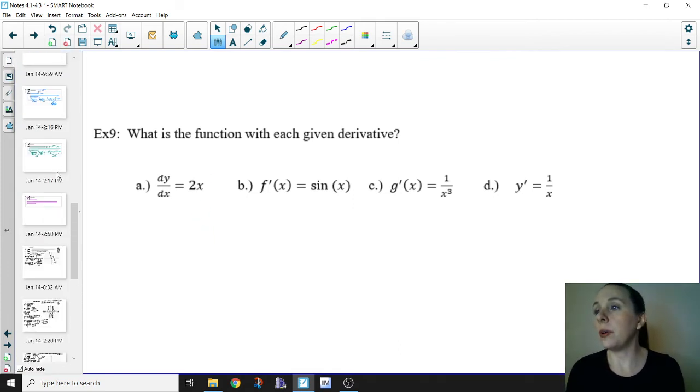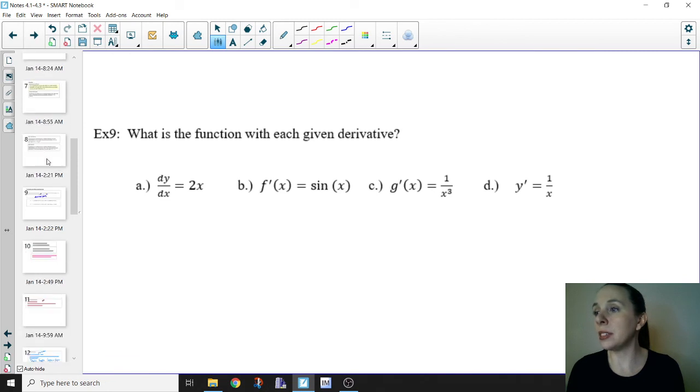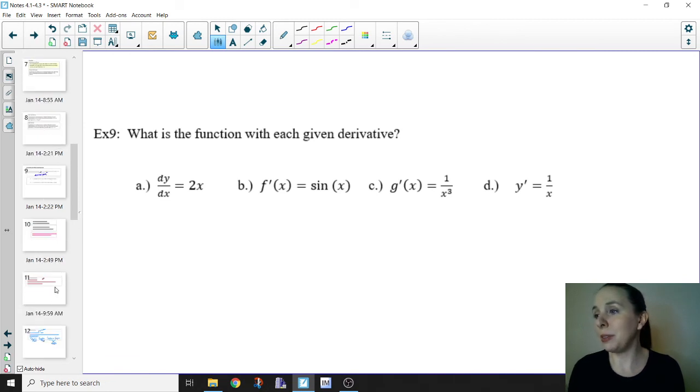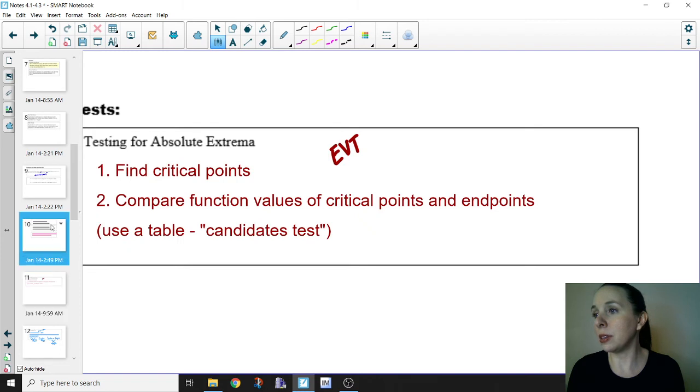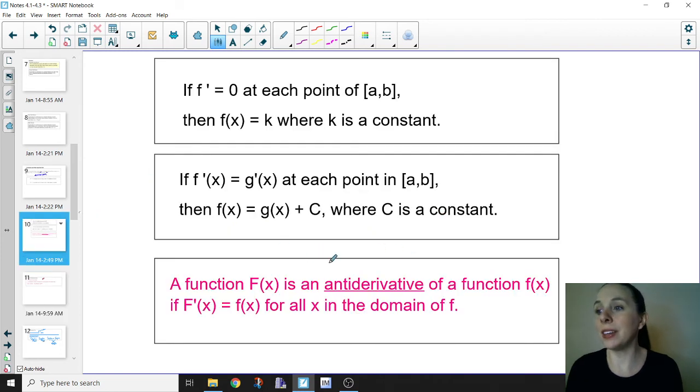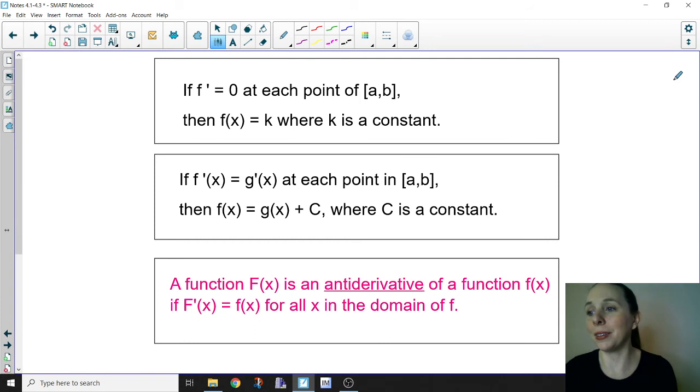Okay, so what this is referencing, and I'm trying to remember where it was that we talked about this. Nope. There it is. I put it in pink. I knew I put it in a color. Okay, it's referencing the antiderivative. We're trying to find the antiderivative.